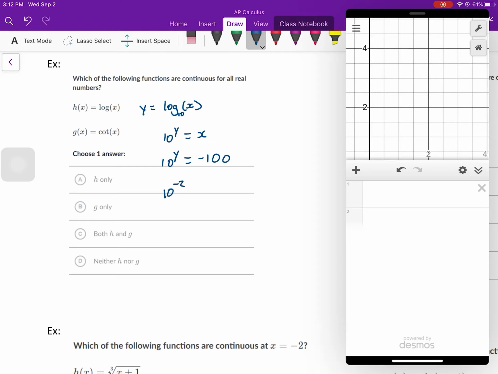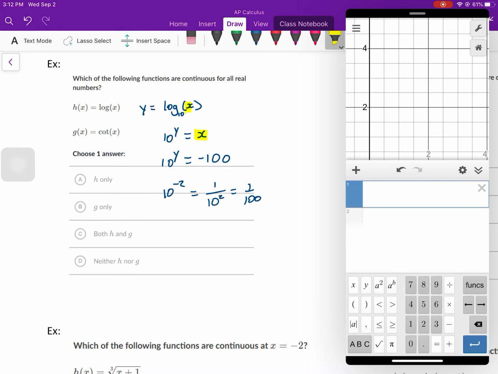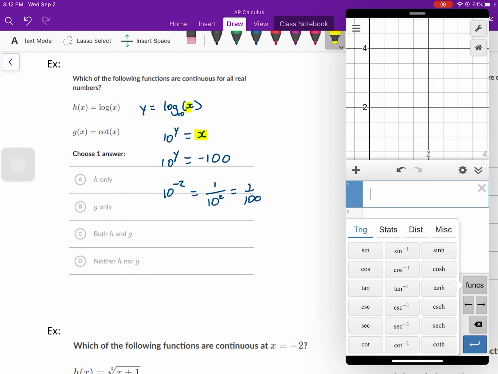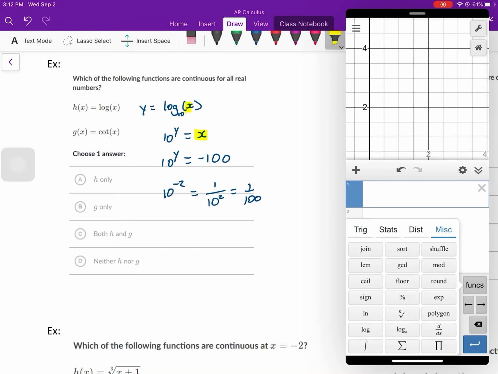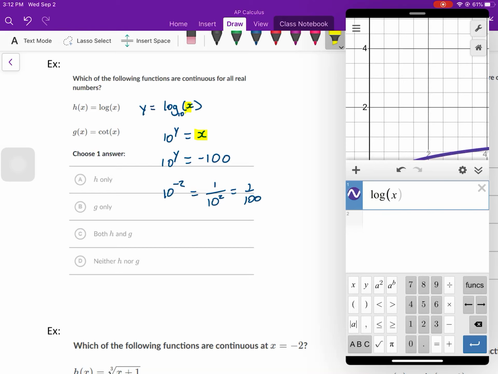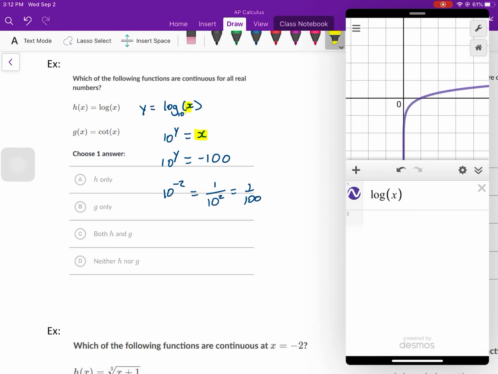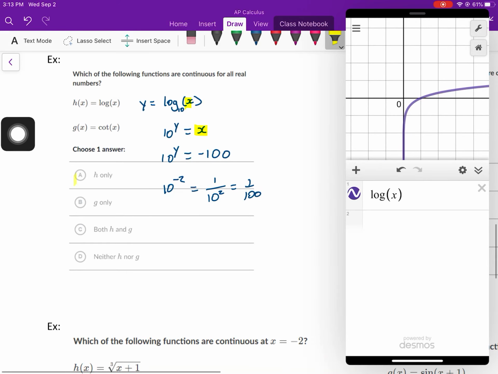And you might think, oh, well, what about -2? No, because 10 to the -2 would be 1 over 10 squared, which is 1 over 100. It's a positive number. So what you'll notice is there are no values for x that will work if they're negative. And check it out. If I graph it, let me see if I can find it. Look for log. Should be on here. There we go, log x. And if I graph it, you'll see there are no negative numbers. So this is not going to work for all real numbers. All positive real numbers, but not any of the negative.